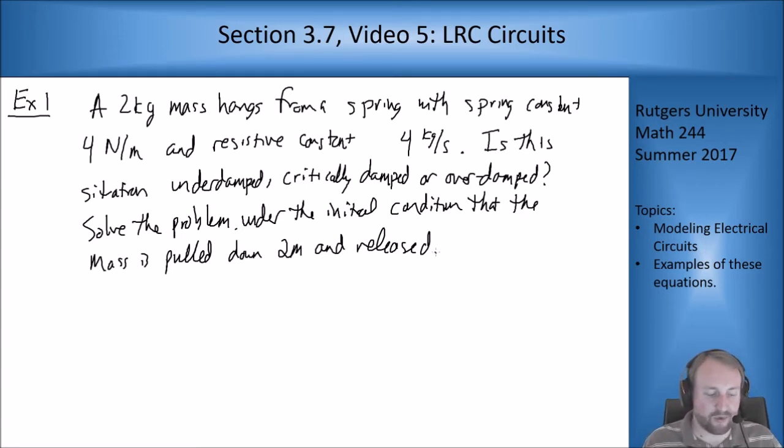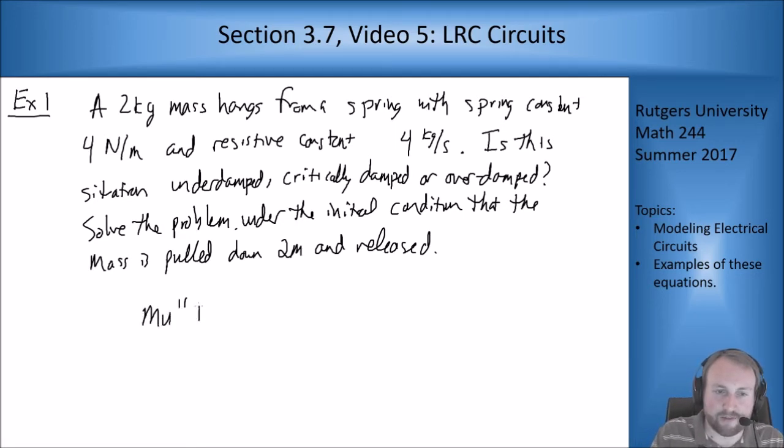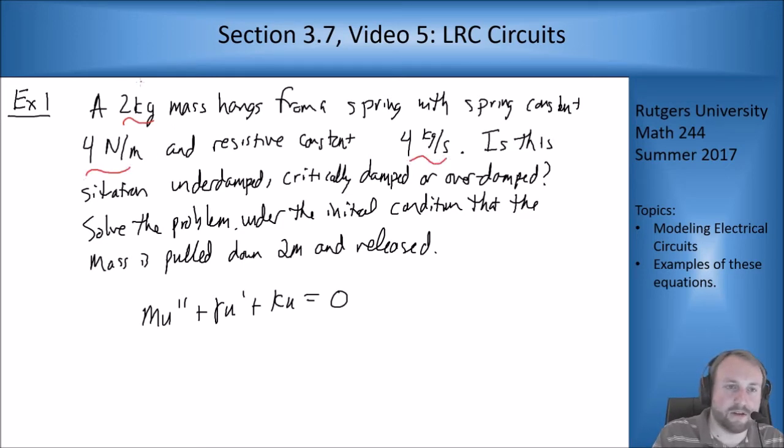Let's start with step 1. What is our ODE that comes from the system? The ODE we know we want is m u double prime plus gamma u prime plus k u equals 0. Here m is 2, k is 4, and gamma is 4, just from how the problem is stated. So I have 2u double prime plus 4u prime plus 4u equals 0.